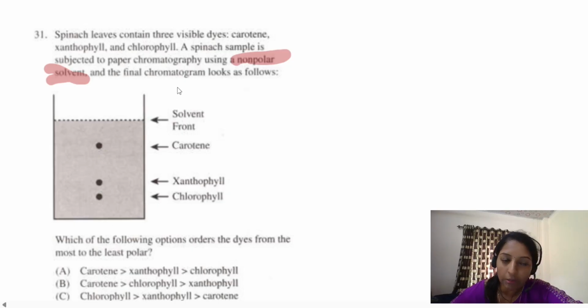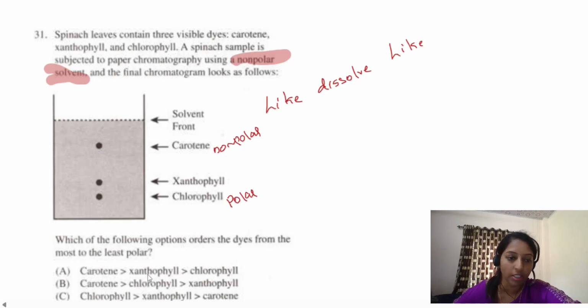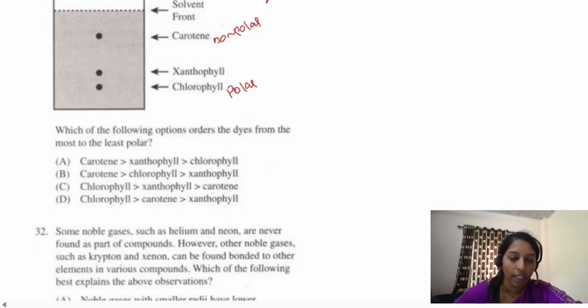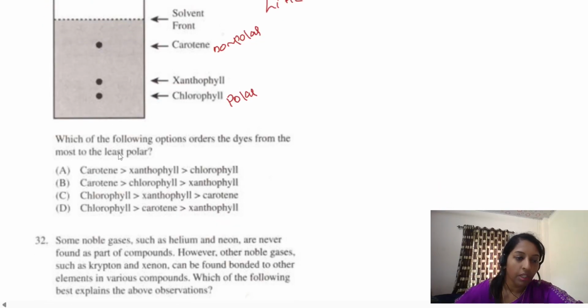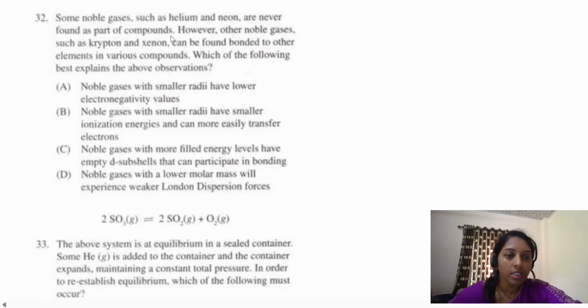Okay, so what is our principle? Like dissolves like, right? Or polar like polar, non-polar like non-polar, isn't it? So like dissolves like. Since the solvent is non-polar, the non-polar component will go with the non-polar solvent. So this is the most non-polar, and this one is the most polar substance. So the highest polarity is for chlorophyll, then xanthophyll, and then carotene. Which option? Among the following, this one is the answer. Correct?